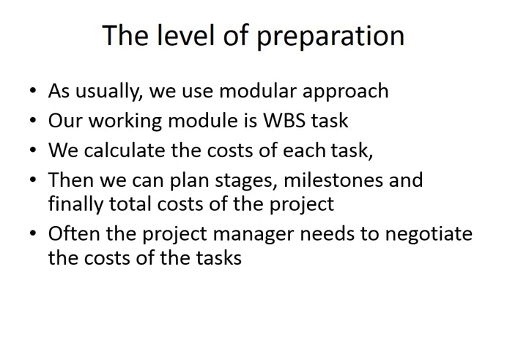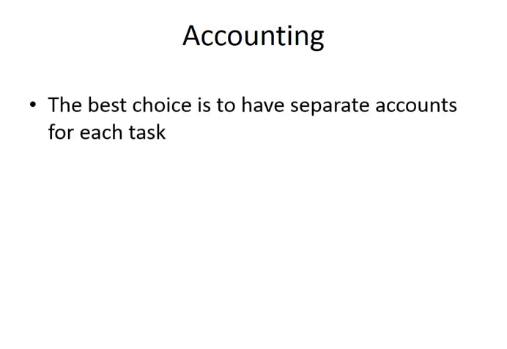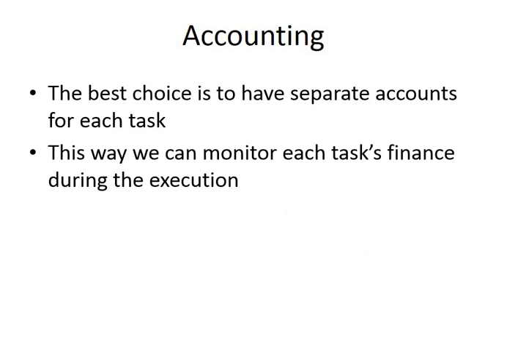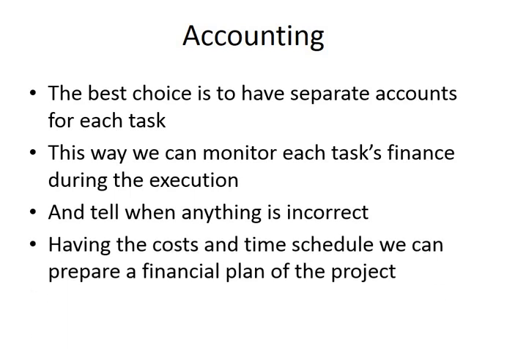Sometimes we need to negotiate. Sometimes we have some limitations that we also take into consideration. All the time during the preparation phase and also during the execution stage, the best approach is to have different accounts for each separate task. This way we can manage the costs and we know exactly what kind of tasks cost us the exact amount of money.